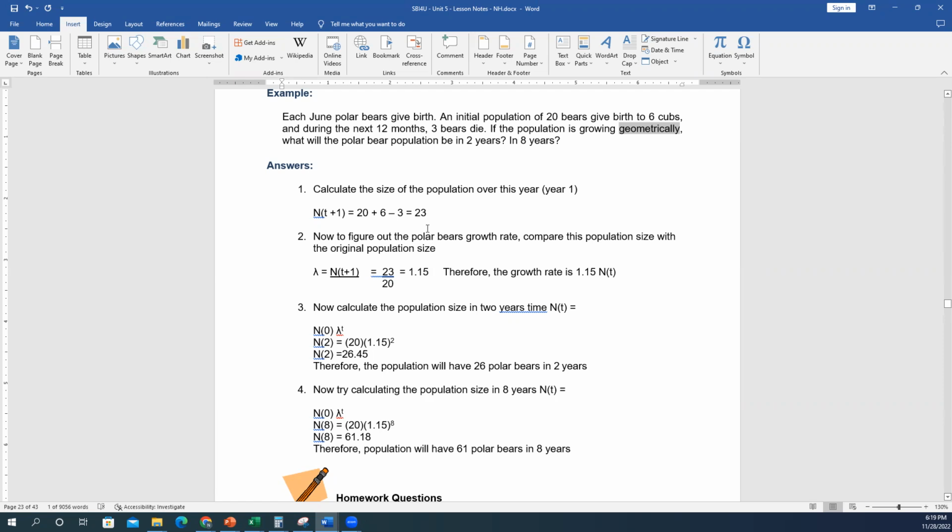Now, to figure out this polar bear's growth rate, what is this growth rate, figure out the lambda, we have to compare this population size, 23, with the original population size. We're told that the initial population was 20 bears. And then during the course of the next 12 months, 6 cubs were born and 3 died. So we are comparing 23 to 20.